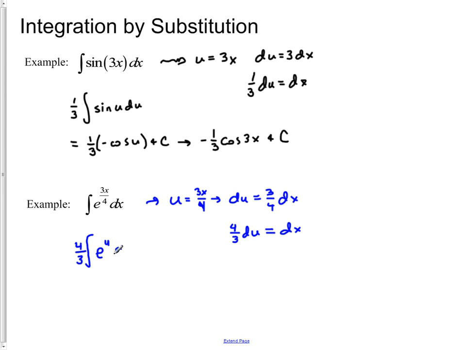And so in our method right here, this is going to become 4/3 times e to the u du, and we know that the integral right here is going to be 4/3 of e to the u plus our constant, and making that replacement one more time right here for u, our expression for which we would take a derivative, we could verify we're going to get e to the 3x over 4 dx is going to be 4/3 e to the 3x over 4 plus a constant.